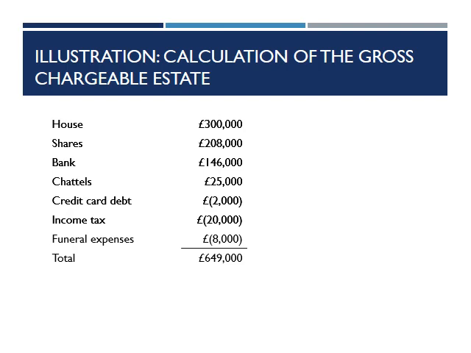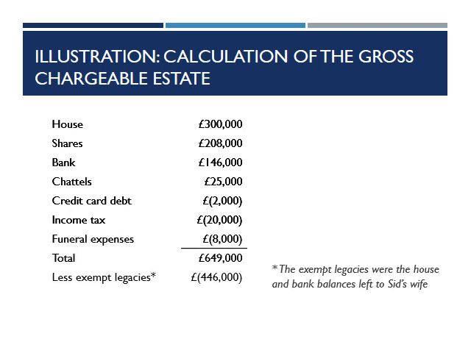Next, we can consider exempt legacies, and the exempt legacies were the house and bank balances. So in total, those had a value of £446,000. So we'll deduct that from the total to leave us with a gross chargeable estate of £203,000, and we can now calculate how much inheritance tax is chargeable on that £203,000.